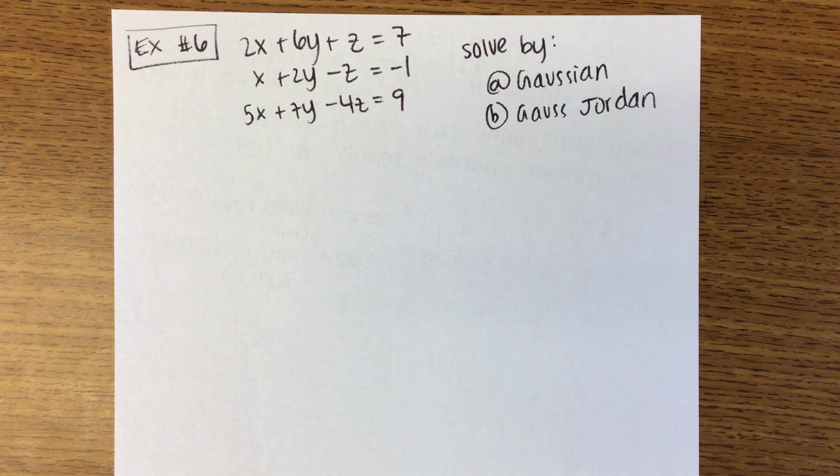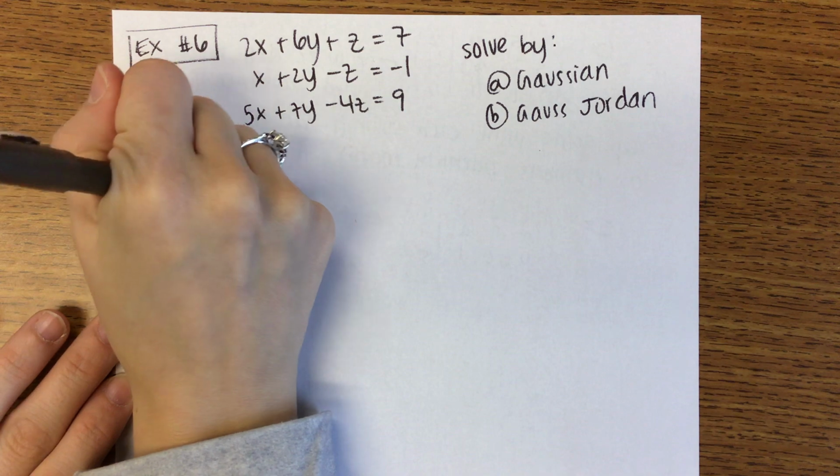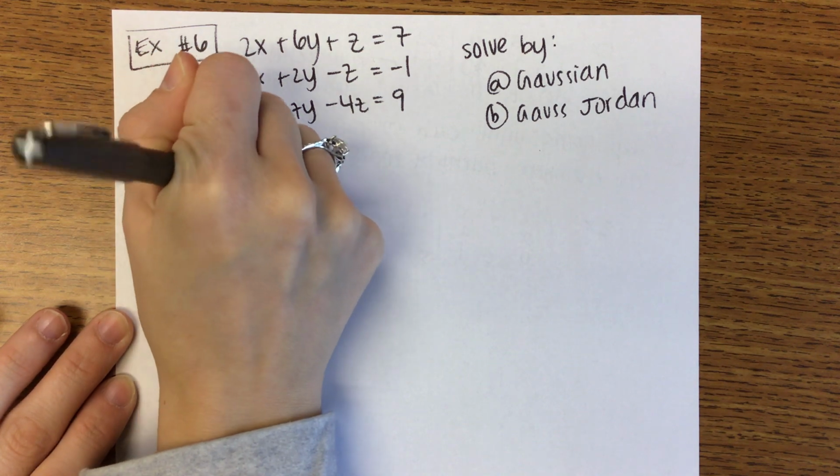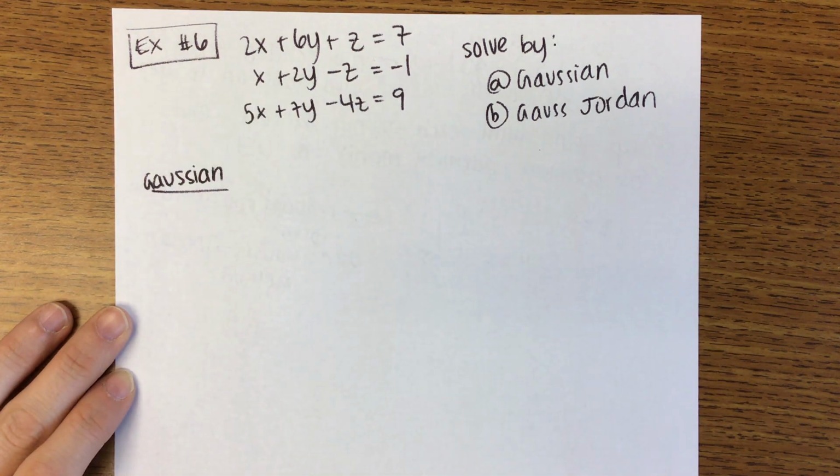Do we say like solve by row echelon, or are we solving by...? So row echelon is the form that it gets to. It's not a method. Okay, so we are going to start with Gaussian. Gaussian leads us into Gauss-Jordan.